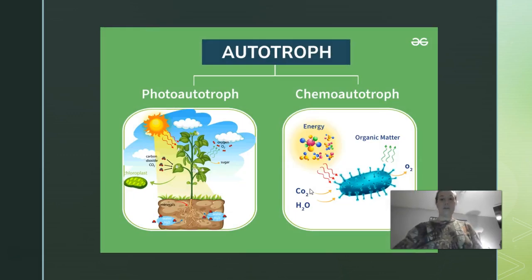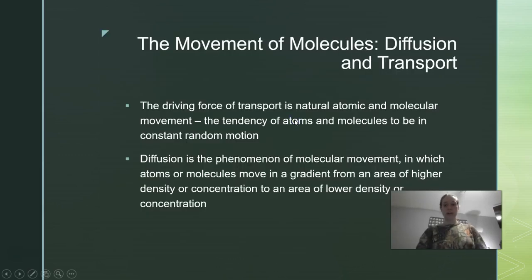All right, here we've got a picture of the autotrophs, and we've got a photoautotroph versus a chemoautotroph here. All right, let's go into the movement of molecules here, diffusion and transport. We're also going to talk about passive transport as well.